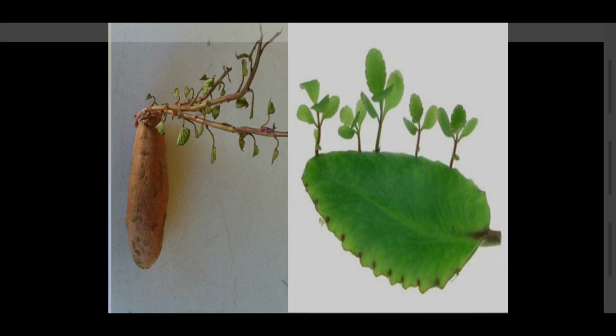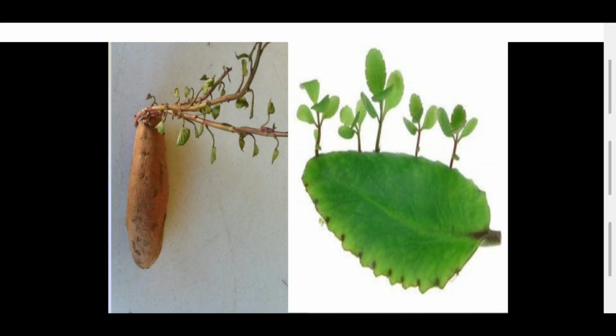Now look at your screen. You can see samples of a potato, sweet potato, and bryophyllum. Now try to identify the parts of the plant which make new plants and how, and also draw the diagram for the same.